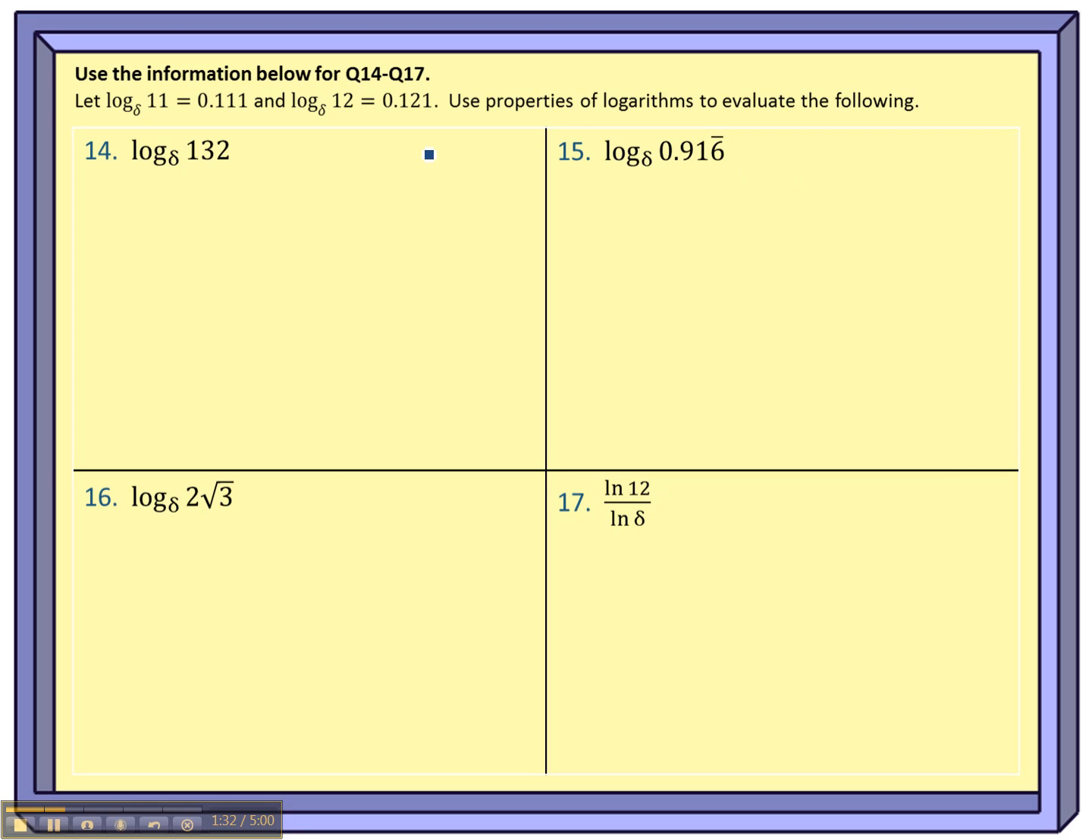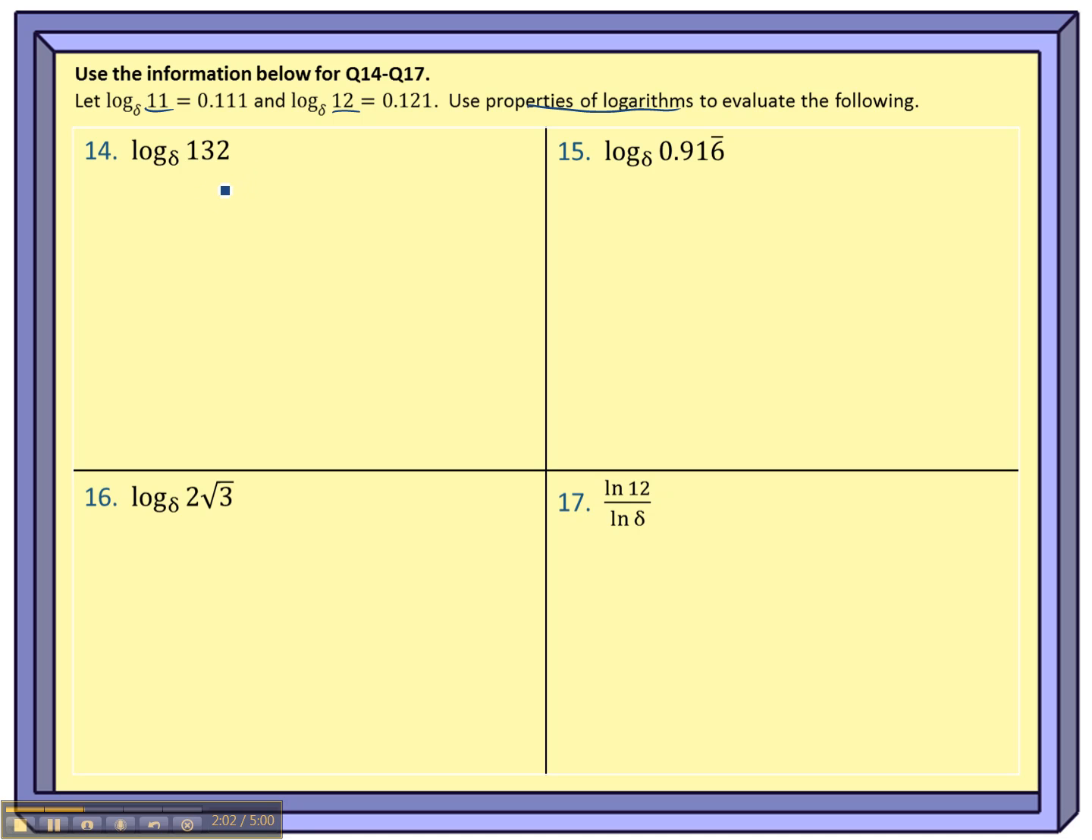On 14 through 17, I make up two totally different logarithms. They don't exist, whatever, just so that you could practice using the properties of logarithms. Specifically, those are the product property, the quotient property, and the power property. And even on number 17, the change of base formula. So I need to figure out what can I do with 11 and 12 in order to get 132.